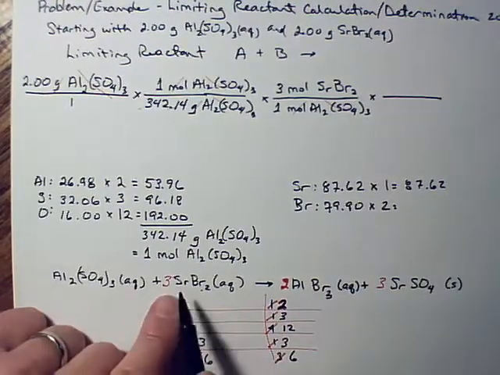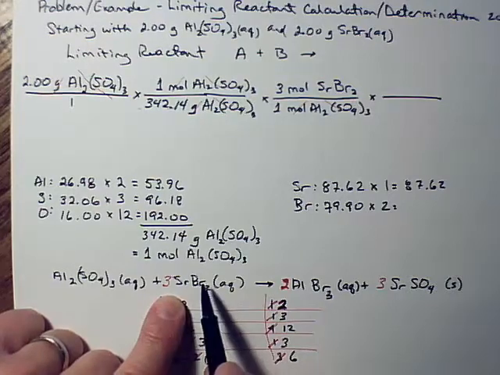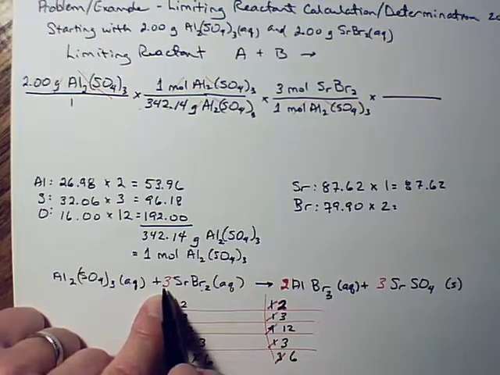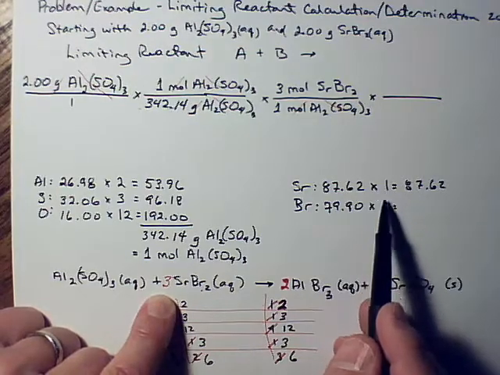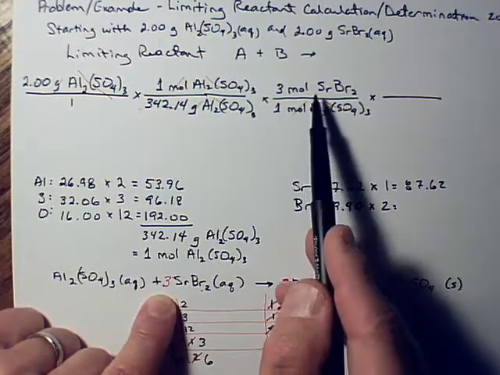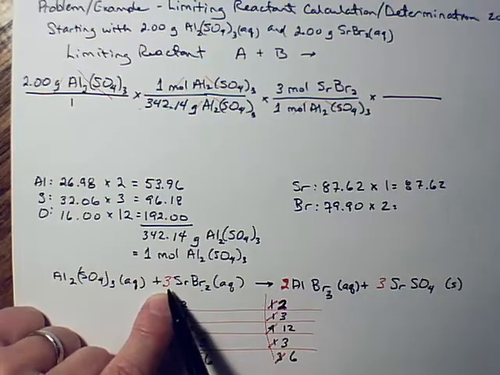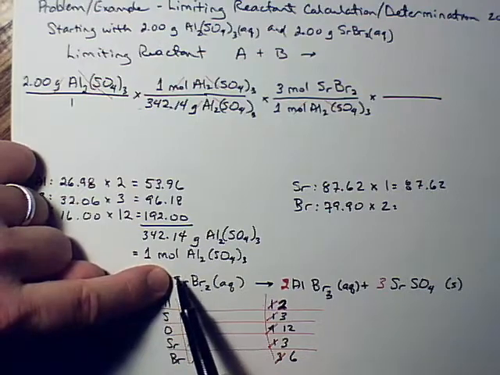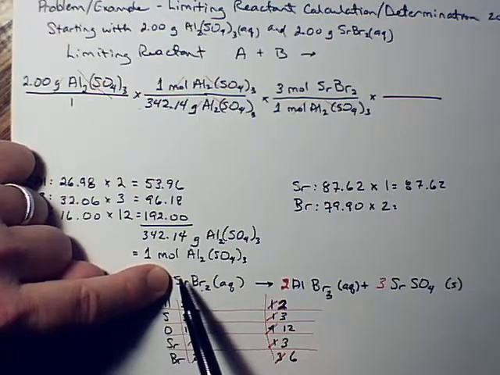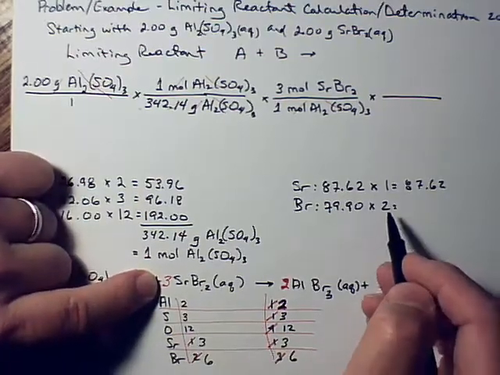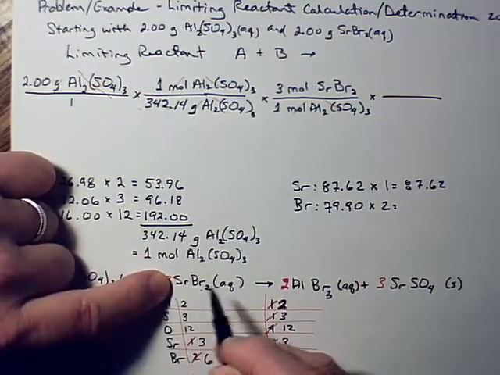Now, this is that situation I mentioned earlier, where I've got a coefficient out in front. You don't use that coefficient at all to figure out the molar mass. You only use it for the molar ratio. Okay, so we're ignoring this 3 when we're figuring out molar mass. Molar mass is only for the number of atoms in the formula itself, not for the number of formulas. Okay, that's why I have a 1 and 2 here.